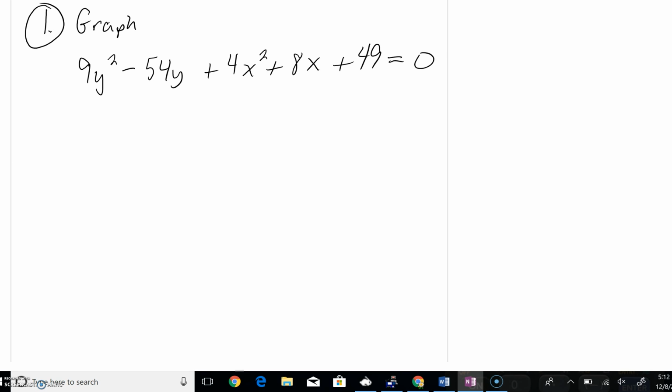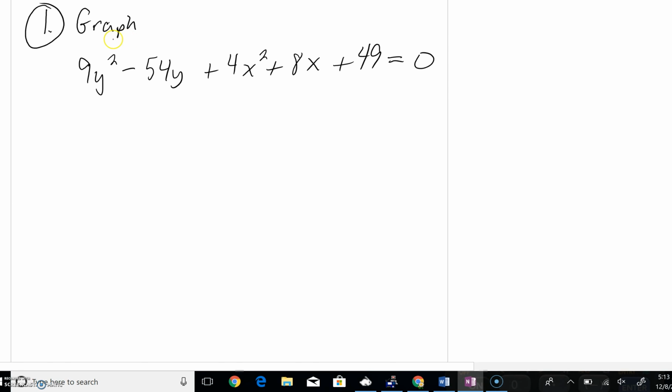Accelerated Math Analysis. We're doing day 2 of section 10.3, which is on ellipses. We're going to have to graph and name pertinent information for this equation. You can see it's not in vertex form. It's not all factored. So here's what we need to do.